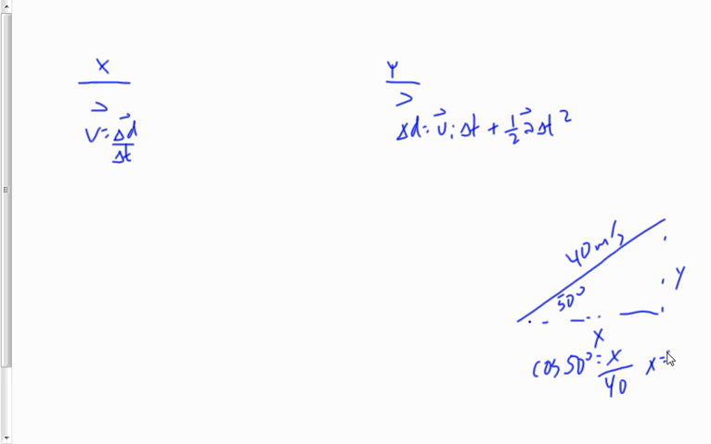Thank you, Katie. 25.71 meters per second. And we're going to do the same thing almost for the Y component. Use sine. What's 40 sine 50? Katie, do you have that one? 30.64. Thank you.